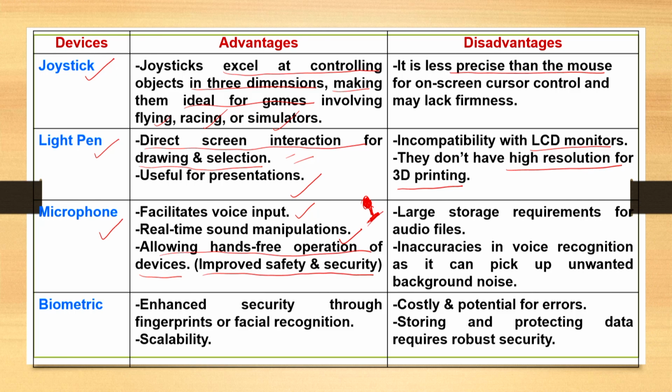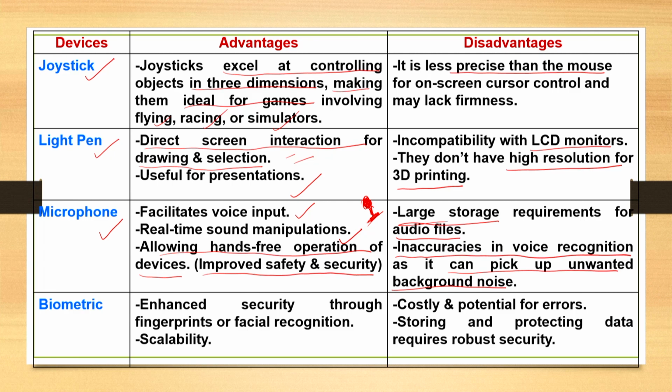Nowadays most apps provide this search or way of getting the input data through the microphone. But what is the disadvantage, or you can say limitation, with the microphone? Obviously, the audio files are of large size, so it needs large storage for keeping those audio files. It means there needs to be some process that compresses the audio files before storing them in the computer system. And the second one is inaccuracies in voice recognition. Why? Because it can pick up unwanted background noise also.